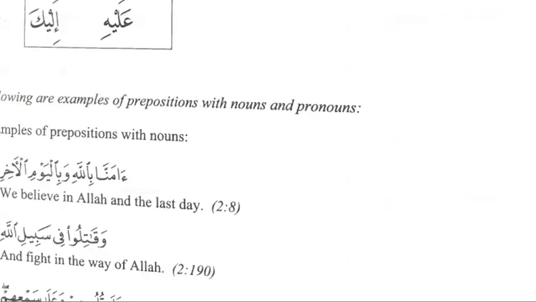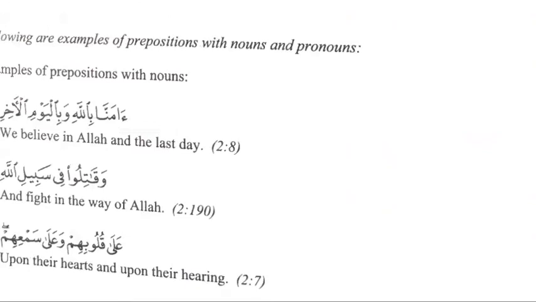Now let's look at some of the examples. In Surah Al-Baqarah, verse number 8, Allah subhanahu wa ta'ala says, Amanna billahi wa bil yawmil akhiri. Can you find a harf here? Amanna billahi. Do you see? The ba forced the word Allah to have a kasra at the end. And then wabil yawmi, not bil yawmu, bil yawmi. Why? Because you see the ba in the beginning. We believe in Allah and in the last day.